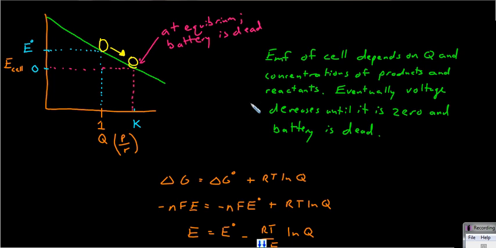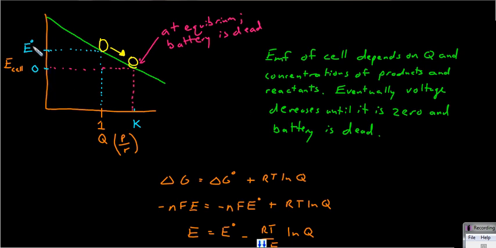Now, we can set up these cells, but they're not going to run forever. They only can release a certain amount of energy. And it's not just that they can only release and have transferred a certain number of electrons, but also the voltage changes as well. Because the spontaneity of these cells changes as the reaction proceeds. We know that the spontaneity of any process changes as the reaction proceeds.